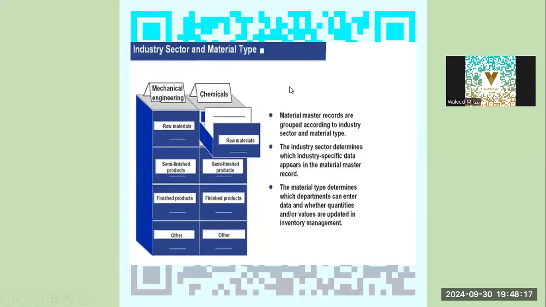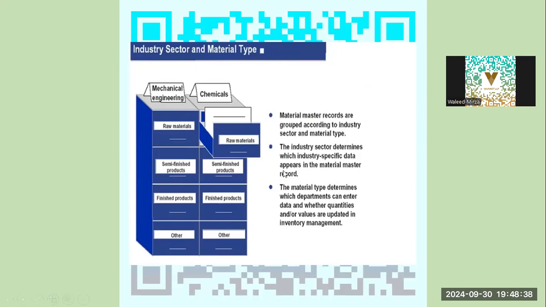Now we have industry types in SAP that we define, industry types like mechanical engineering, civil engineering, petrochemicals. Or if you talk about manufacturing like glass, that also becomes an industry sector.